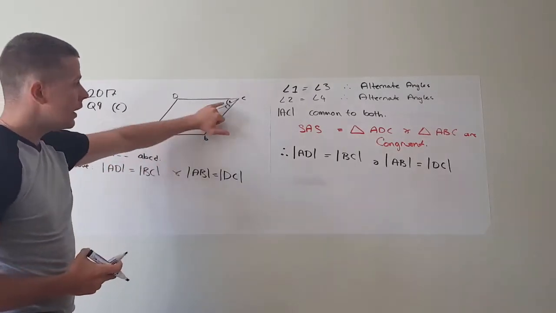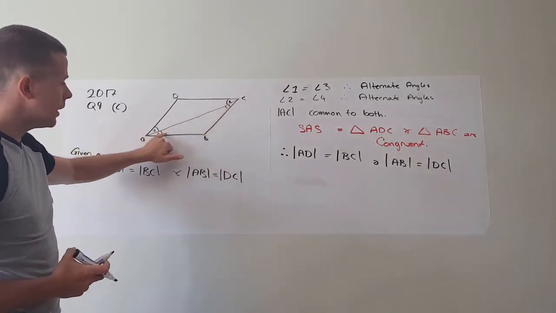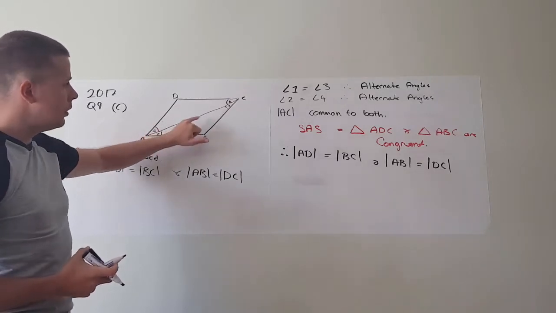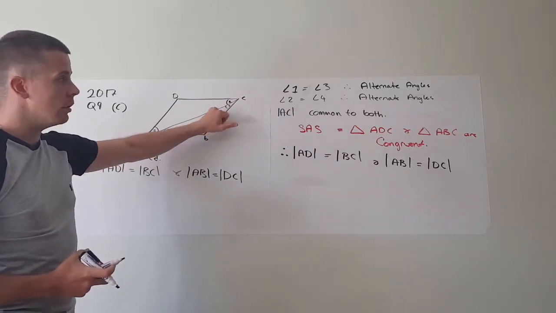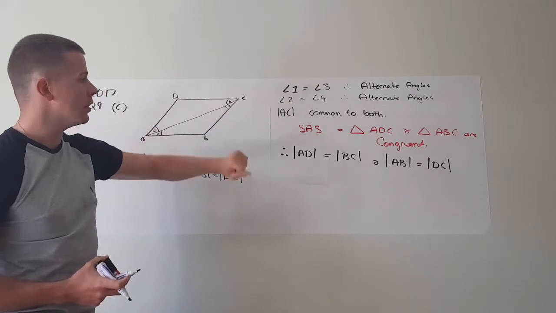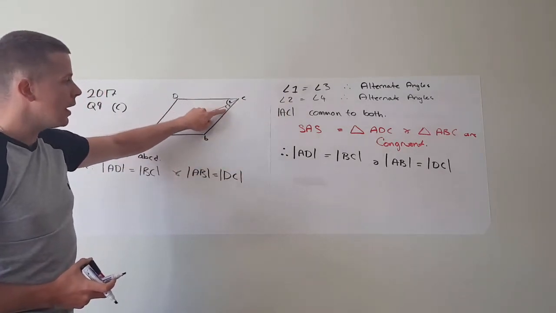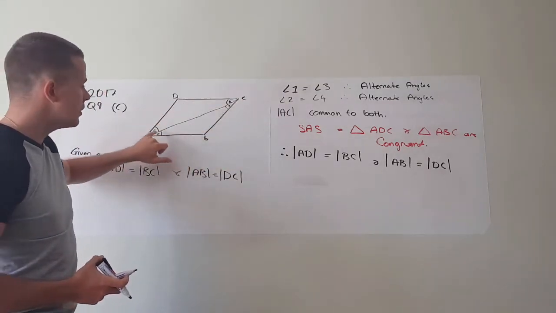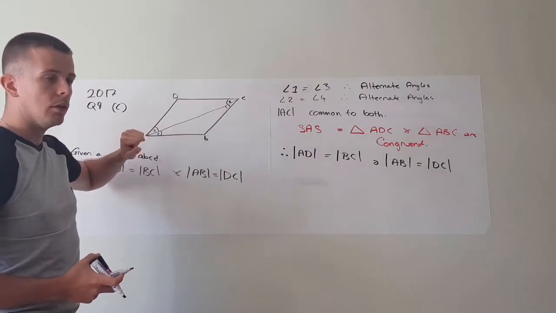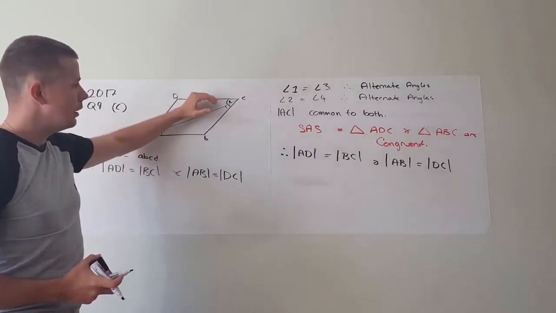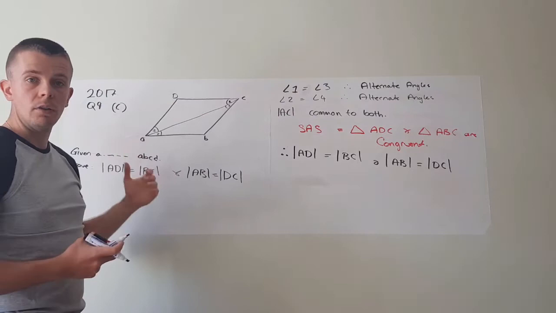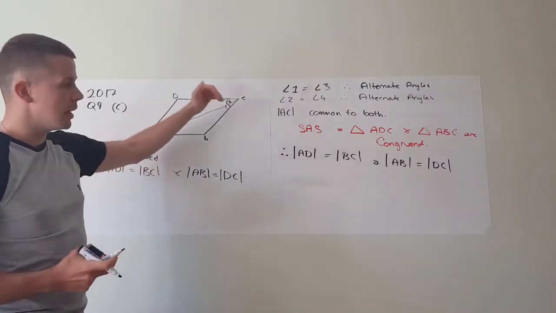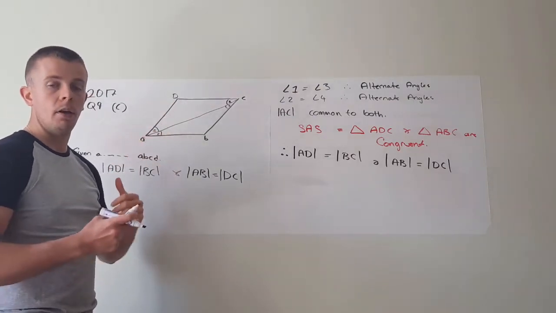Okay, so if angle 4 equals angle 2, and angle 1 and 3 also equal each other from what we have up here, because the two of them are alternate angles, then 4 and 3 added together is the same as 1 and 2 added together. So now that angle there and that angle there are equal. So we can also prove that opposite angles in a parallelogram are also equal.